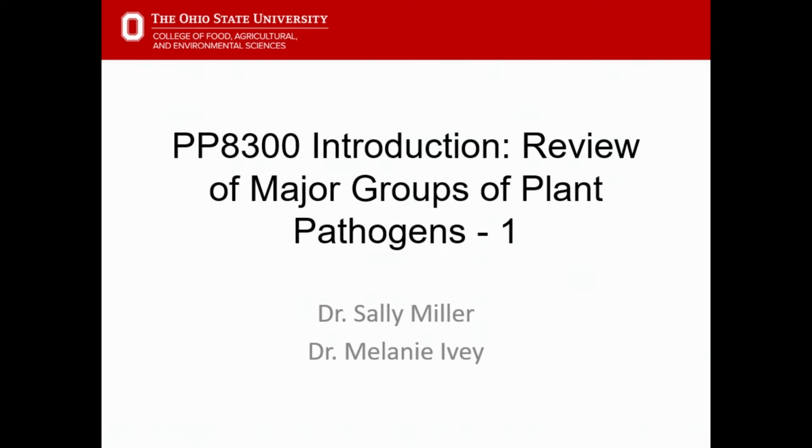In order to understand the biology, epidemiology, and management of economically important diseases affecting fruit and vegetable crops, it is important to be familiar with the basic characteristics of the major groups of plant pathogens. We'll start with a review of each major group, and this should be a review as this was covered in introductory plant pathology. There are also reference materials listed in Carmen if you find that you need them.